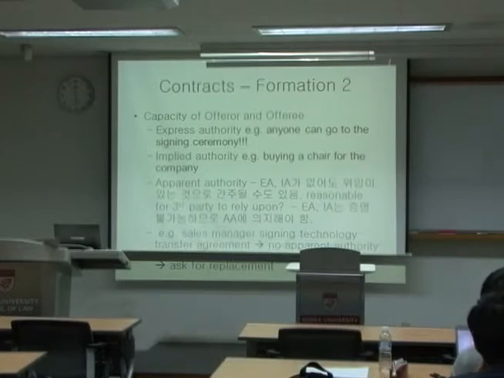By the way, secretary is not always a low level employee, right? Secretary General or Secretary of the Board are the highest level officers, but I'm talking about a real secretary, okay? Is that okay? Is a contract signed by a secretary of a corporation valid?